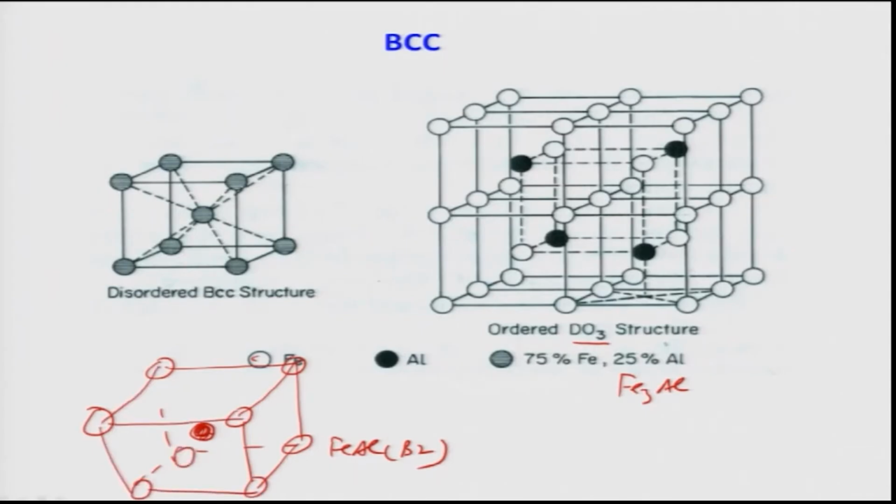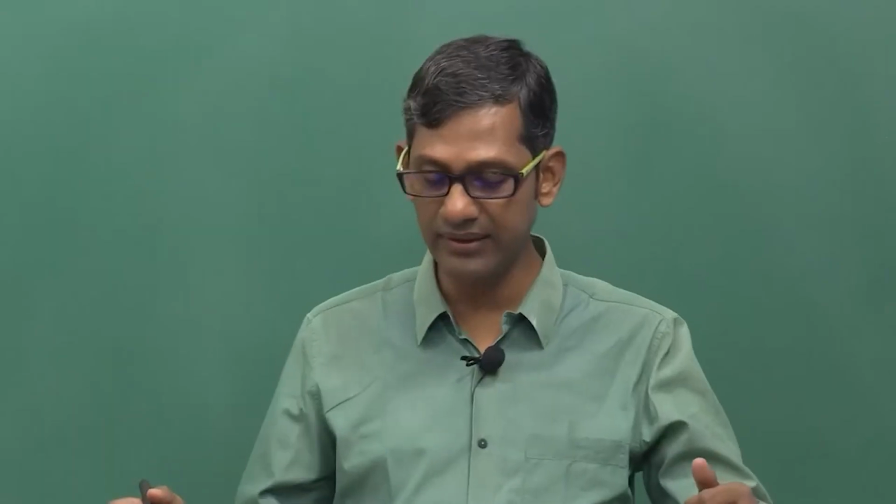Okay. So, that means the central atom is aluminum, the corner atoms are iron, but this again is not different because the ratio is exactly 1:1. So, now if I join 8 such unit cells in all the directions x, y, z, what will happen? What will be the picture?